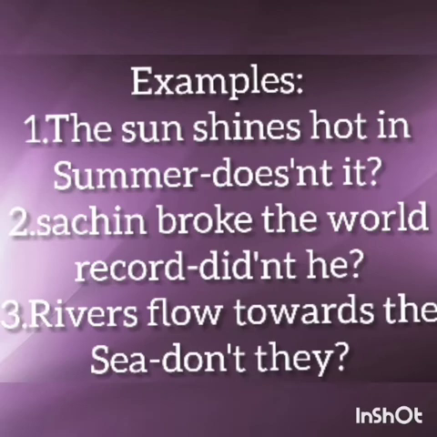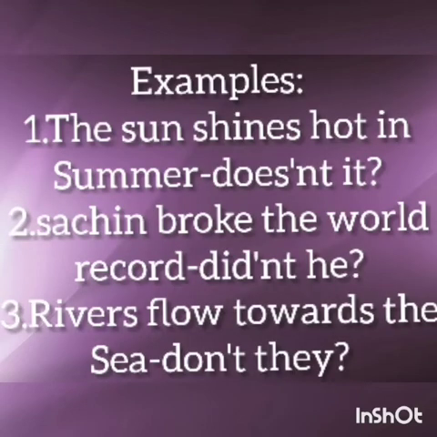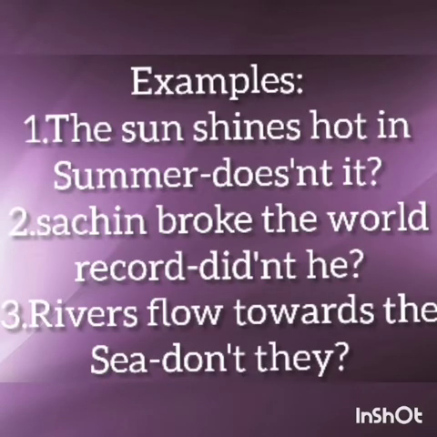So what is the negative tag of does? Doesn't. What is the pronoun? It. The sun, you are referring to it. Next, Sachin broke the world record. What is the tense here? Broke represents that it is past tense. So for past tense, the did form is used. What is the negative of did? Didn't. What is the pronoun? He.